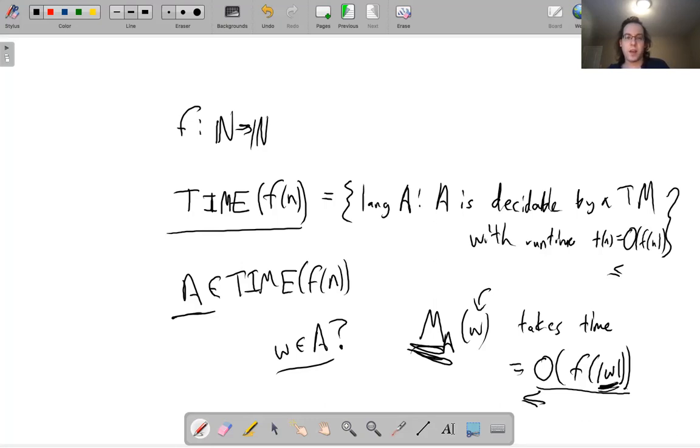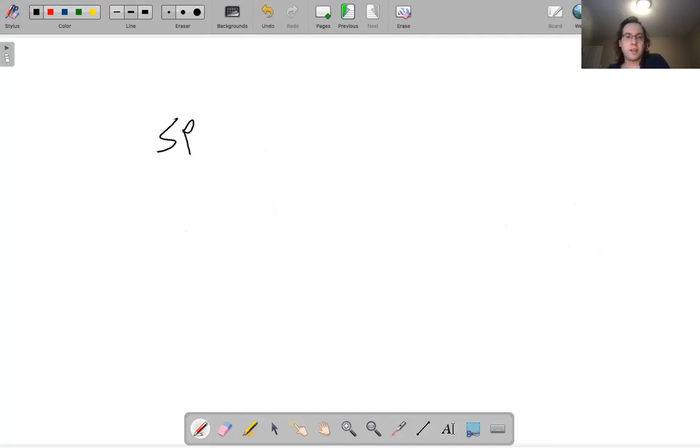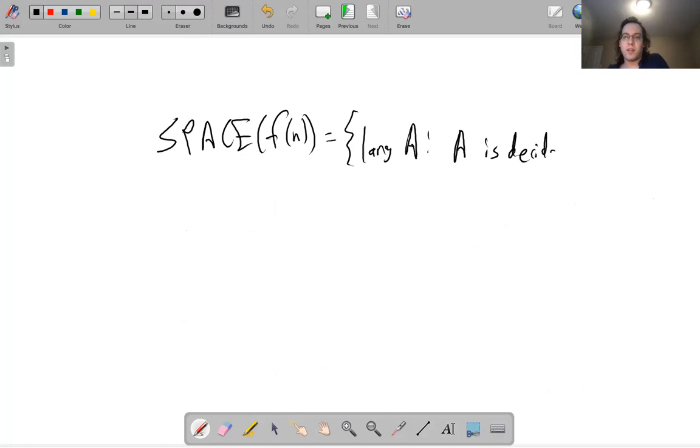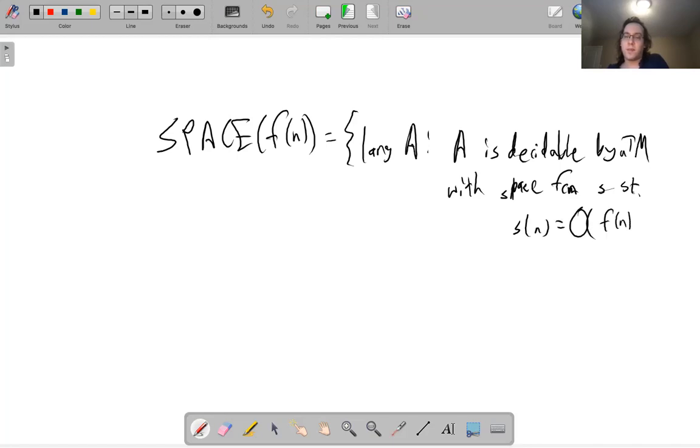Okay, so this is time, and we can do the same thing with space. So space of f of n is the set of all languages A such that A is decidable by a TM with space function s such that s of n is big O of f of n. Okay, and again, this means less than or equal to, up to constant factors. Okay, so this is space.